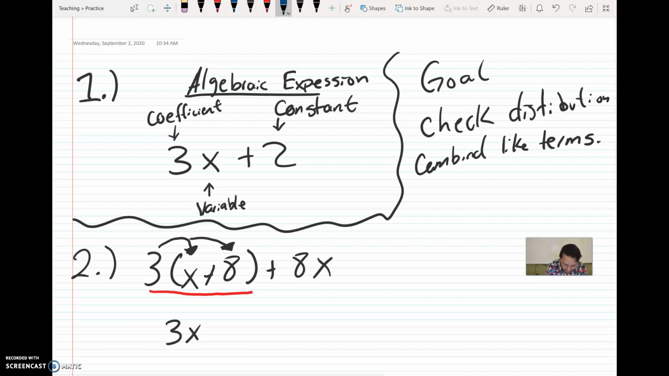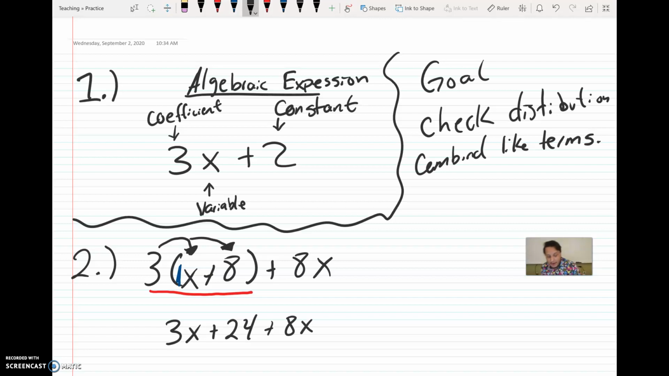This is because there's an invisible 1 in front of this x, and we're going to multiply that 3 times that coefficient of x, which is a number again in front of x. So we get 3x, and we just bring that x down. The next thing we do, guys, is we multiply that 3 times 8, and 3 times 8 is a positive 24, right? Then for this 8x, since it's not a part of the distribution, we just bring it on down.